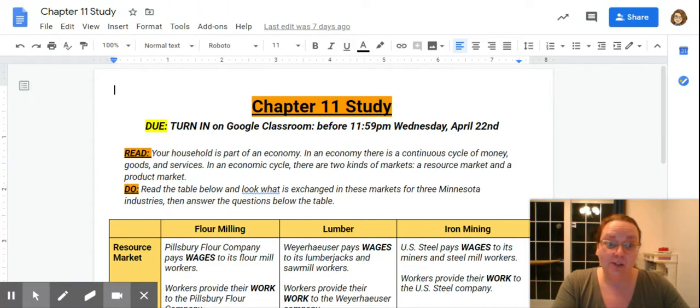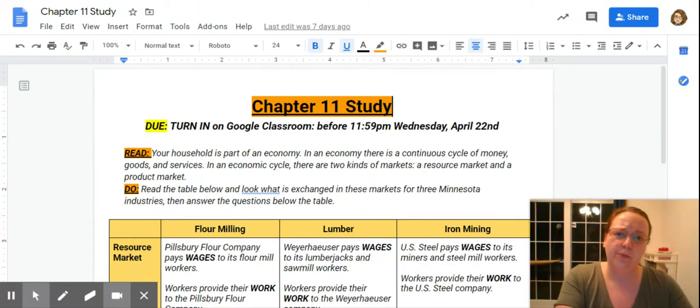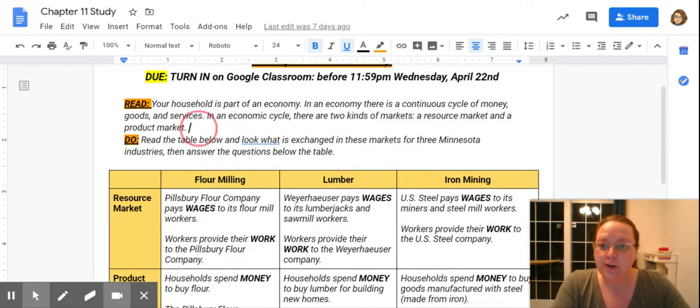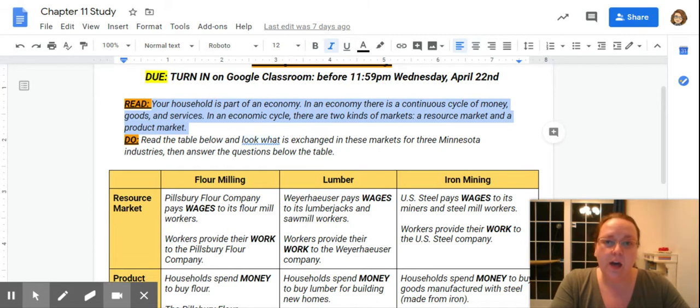So this is the Chapter 11 study. It's going to be due to the Google Classroom by Wednesday night on April 22nd. You're going to read this portion right here. It says, your household is part of an economy. In an economy, there is a continuous cycle of money, goods, and services. In an economic cycle, there are two kinds of markets, a resource market and a product market.